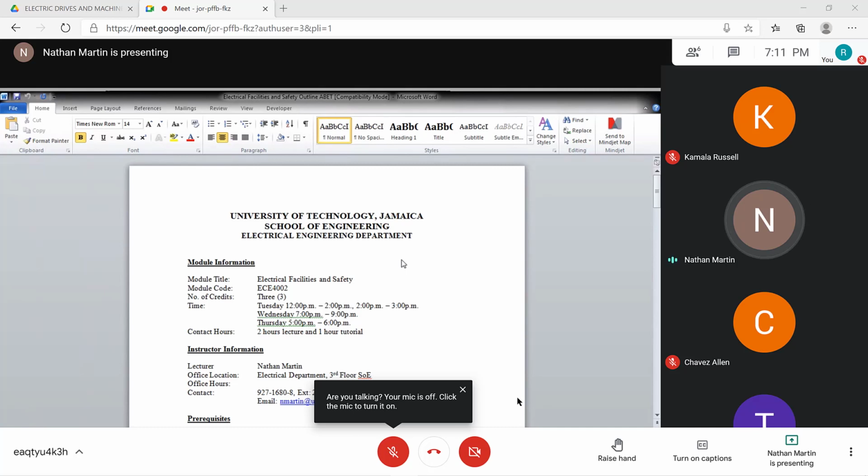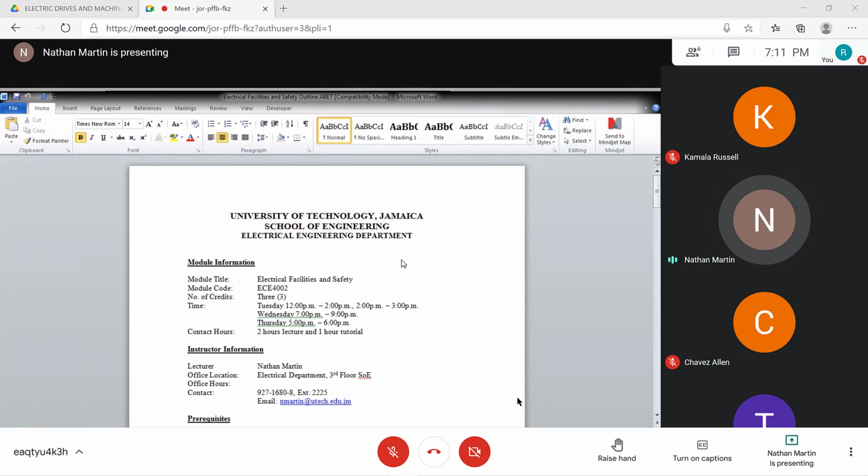It's not yet in your Moodle. In your Moodle, you'll see the link to the Google Classroom and the Meet link. I think currently what I did was send it to one of your group members and they put it in the WhatsApp chat, right? Hopefully by next week everything is running smoothly.